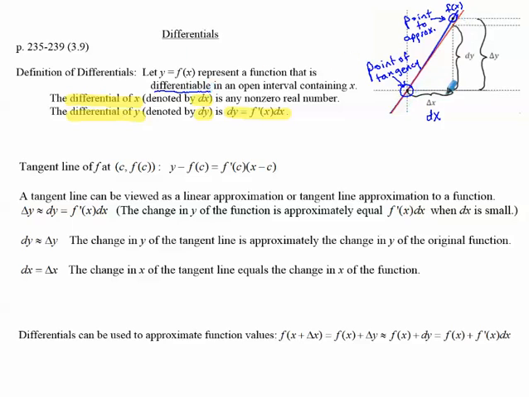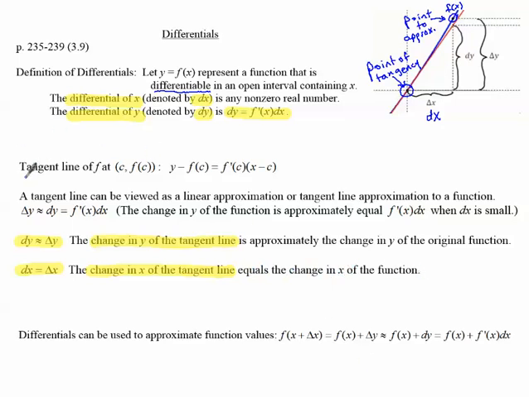The dx is the change in x on the tangent line, and the dy is the change in y on the tangent line. So bringing your notice to here, dy, which is approximately delta y, is the change in y of the tangent line, which is approximately the change in y of the original function. Dx, which equals delta x, is the change in x of the tangent line, which equals the change in x of the function.